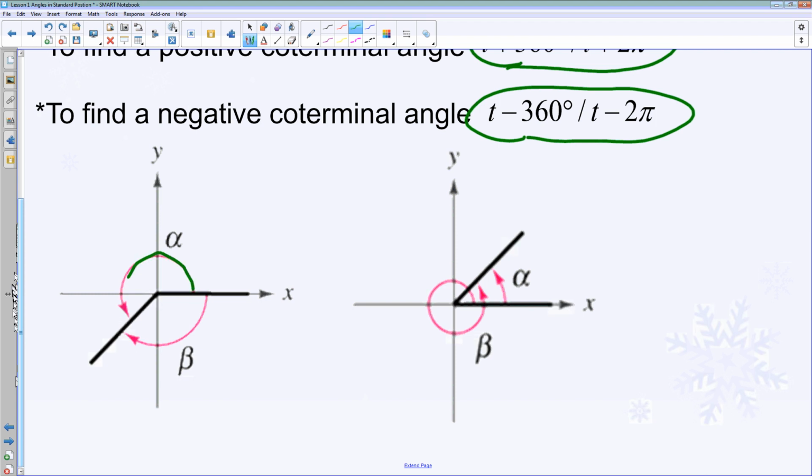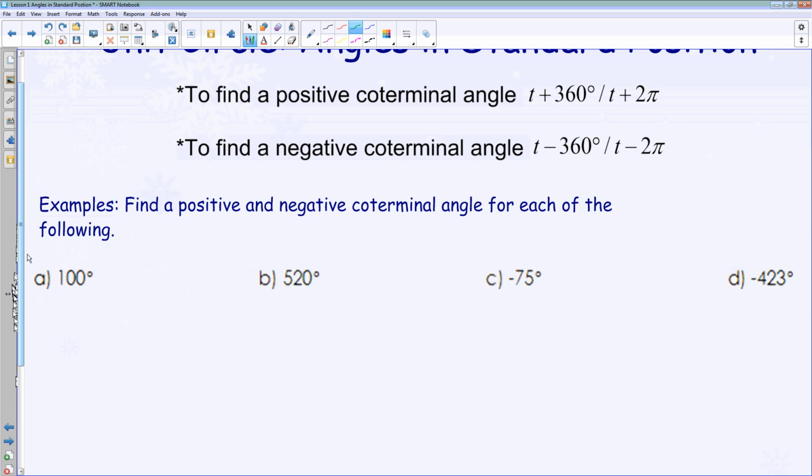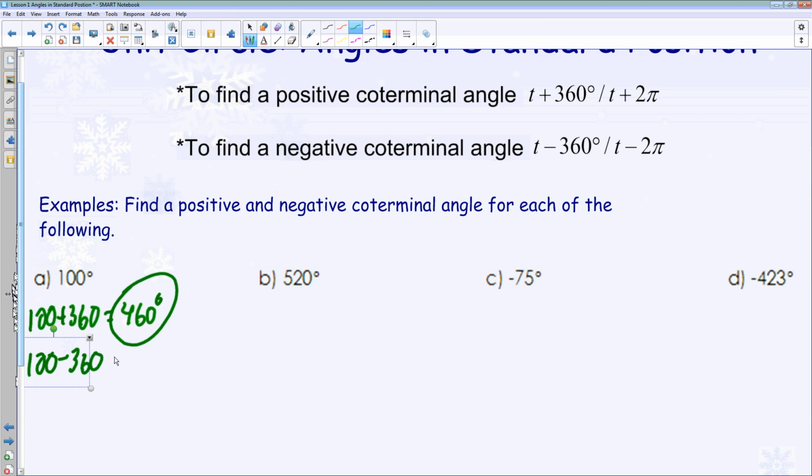Notice your alpha represents your positive distance and your beta is your negative distance, and they have that same terminal side. And there's another example of a positive and a positive. All right, so let's do some practice. So I have 100 degrees, so I'm going to add 360 to that. So 100 plus 360 gets me 460 degrees. And then 100 minus 360 gets me negative 260 degrees.